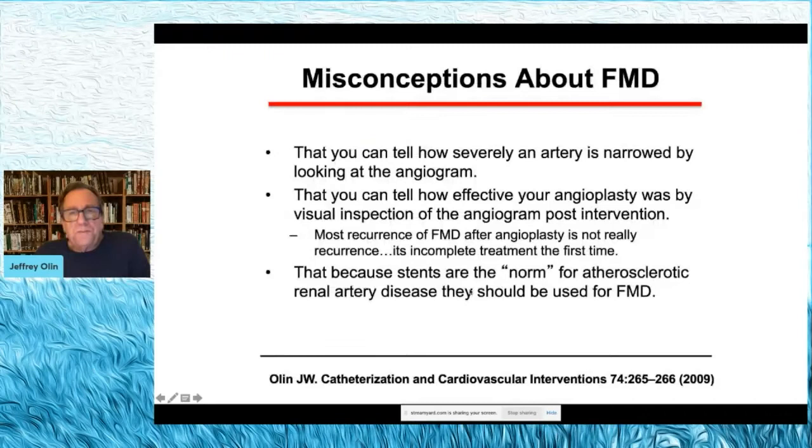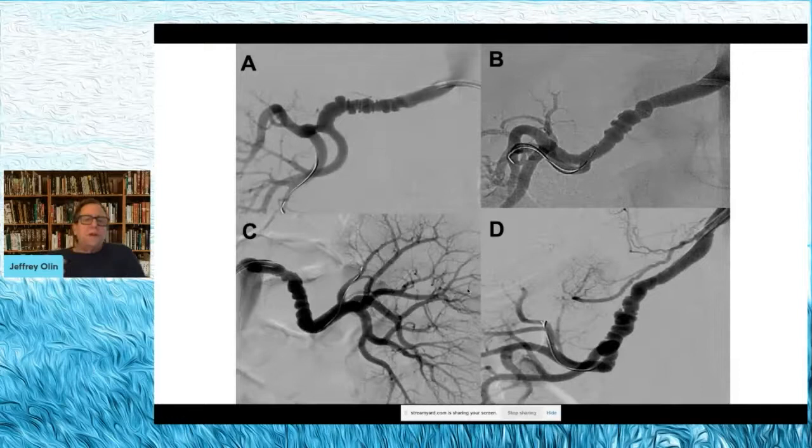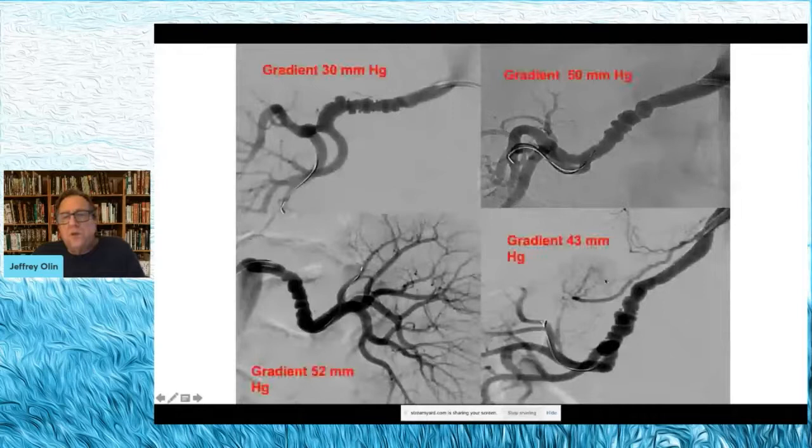Now, there's a misconception, and patients come to me all the time with, I have a 95% narrowing of the artery to my brain, or I have an 80% narrowing of the artery to the kidney. And the point of this is to show you that this is 4 renal arteries to the kidney. To me, A looks pretty bad. C looks pretty good. But when you put a wire across these and measure the pressure on this side of the artery compared to this side of the artery, you get pressure gradients of 30, 50, 50. So you cannot tell how severe an artery is involved just by looking at it. You have to measure pressure gradients. And the only way to do that is with an invasive measure at the time you're planning to do an angioplasty, if you are planning to do an angioplasty.